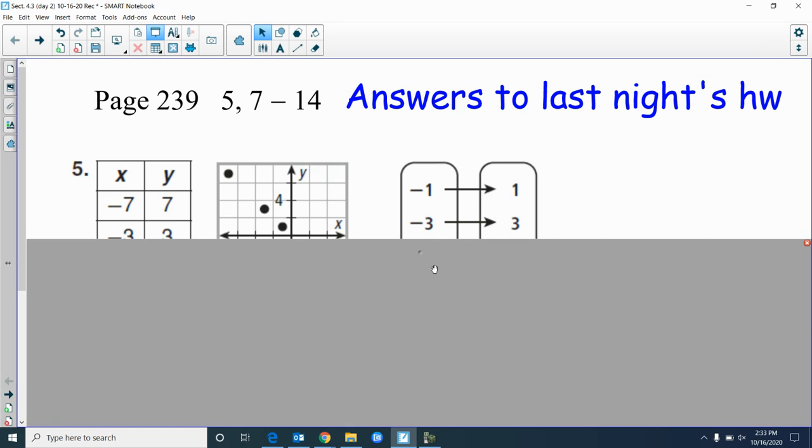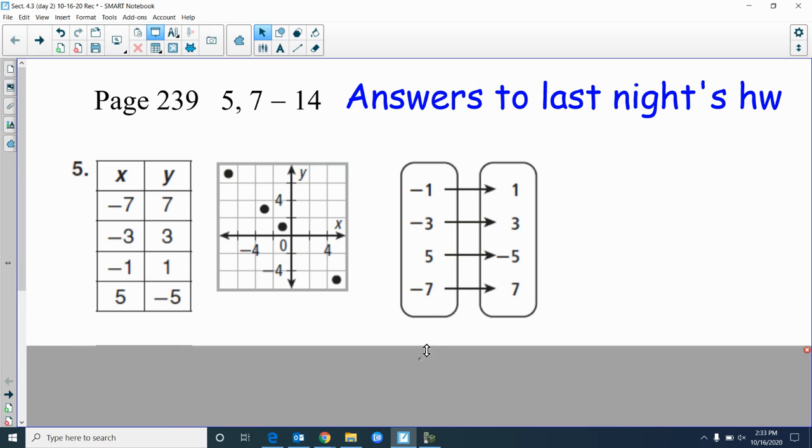So on that page, here's number 5, and it asks you to write each relation as a table, a graph, and a mapping diagram, and they give you a set of ordered pairs. Typically what we want to do is put the x's in order. So -7 goes to 7, -3 goes to 3, -1 goes to 1, 5 goes to -5. And then you have the graph right here.